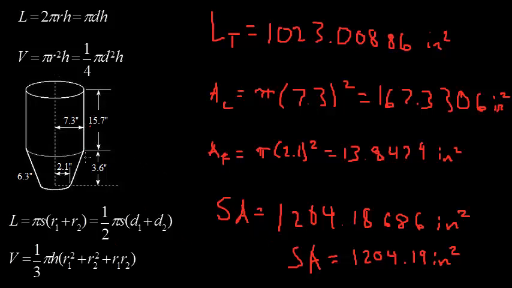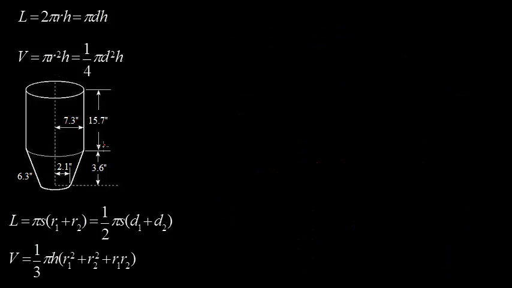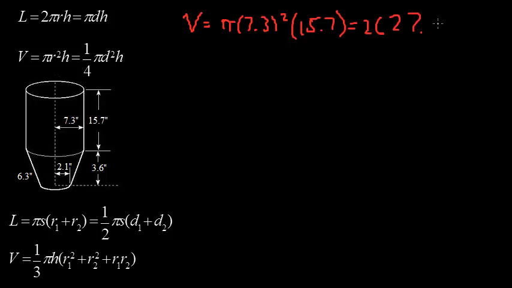Next, we'll go ahead and find the volume of that shape. So to find the volume of that shape, we need to find the volume of the cylinder and the volume of the frustum. To find the volume of the cylinder, volume is pi times radius squared, 7.3 squared, times the height, 15.7. Again, using 3.14 for pi, we get 2,627.09042. And our units now are inches cubed, since we're now dealing with volume.